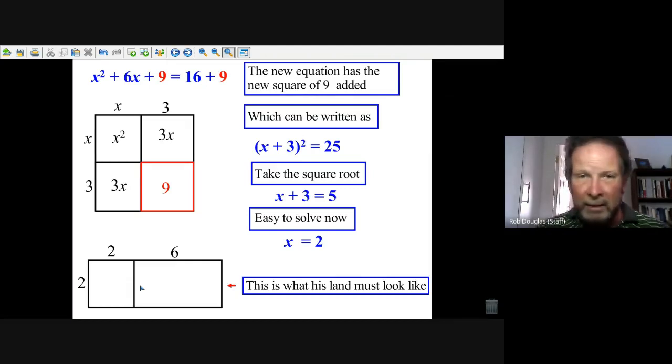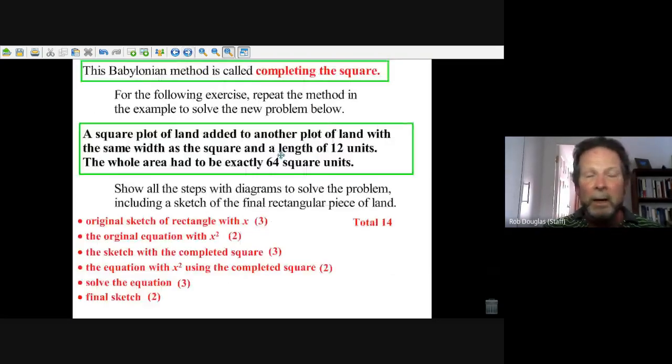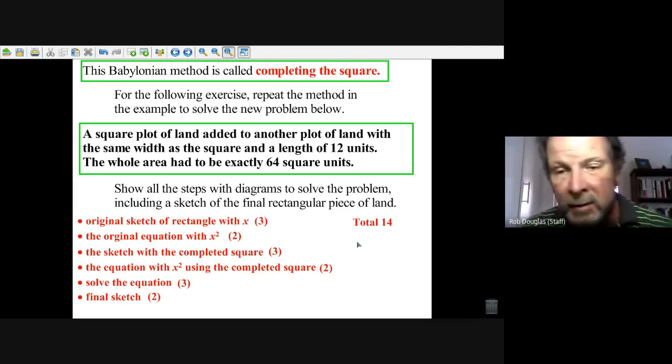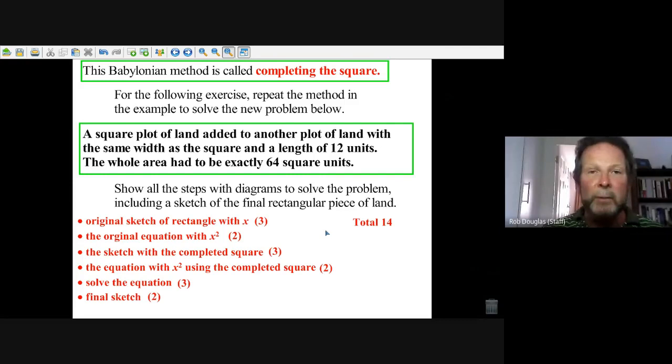Now, we're going to do an exercise. You have to create, with new numbers, all these steps yourself. It's a little bit challenging, but I think you guys can all do it. You've got the video, you've got the example in notes. I think you'll be able to do this question here. It's exactly the same question, a square plot of land added to another plot of land. But now, instead of the length being 6, it's 12. Instead of adding up to 16, it's 64. You have to do all these steps, just like I did in the example. There's the marks. It's going to be an exercise out of 14, and I think we're going to count it for something, so we want you to really try.